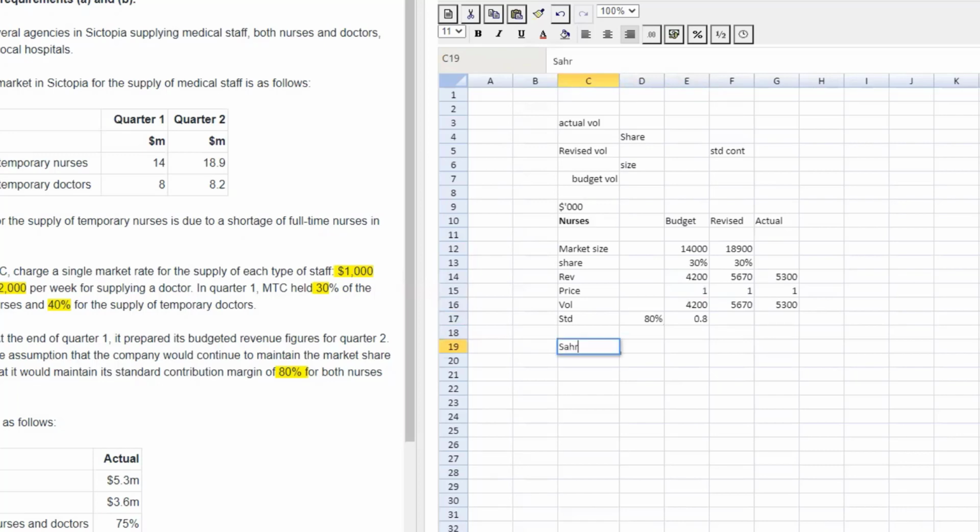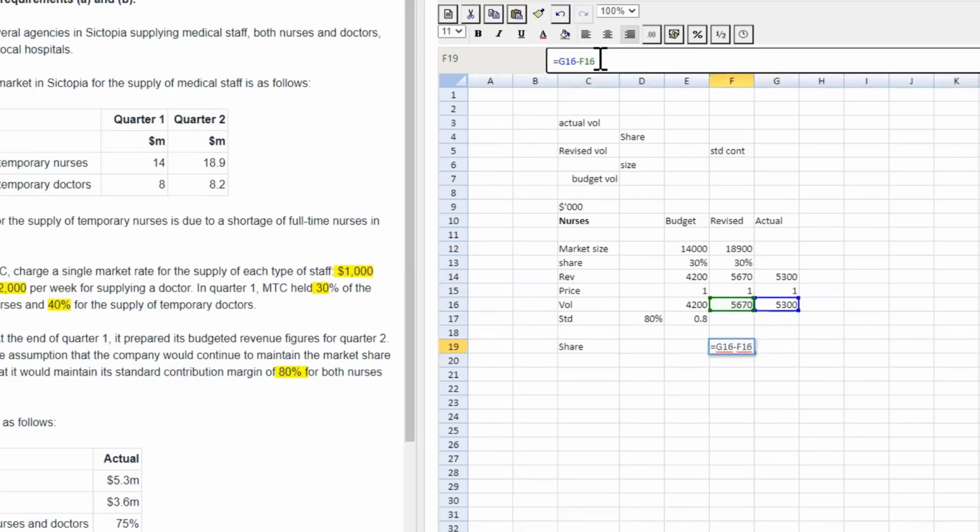So the share variance is the difference between the actual volume and the revised volume. So these two. So I'm going to pop it here. It's going to be the actual minus the revised times by the standard contribution. So I need to pop that in brackets so I can then times that by the standard contribution of 0.8.